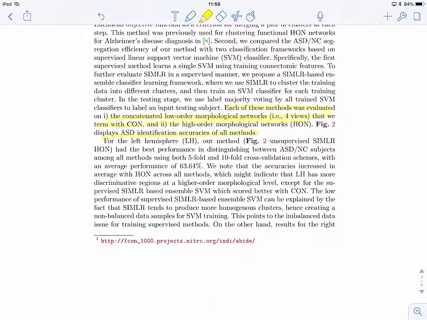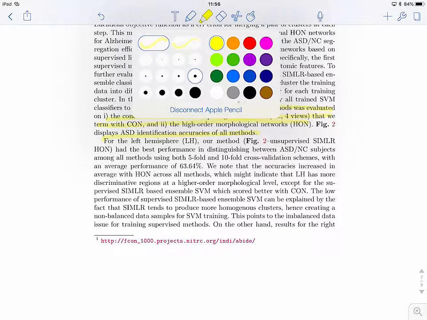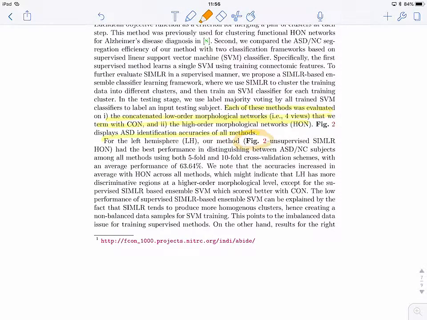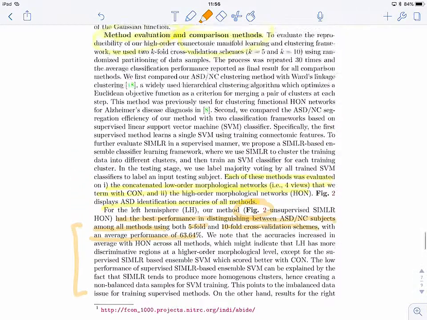And after doing that, right here, we are looking at the different figures and describing them and discussing them at the same time. So, for example, we can see that our method had the best performance in distinguishing between ASD and NC subjects among all methods using both 5-fold and 10-fold cross-validation schemes, right, with an average performance of 63.64%. So this is basically describing the results. So we have the result figure right here.